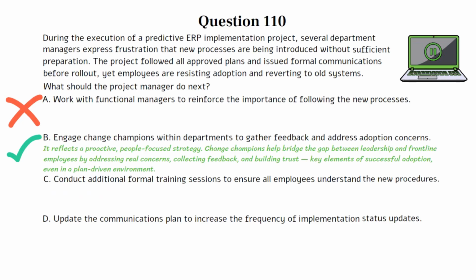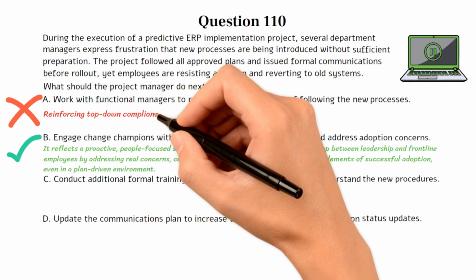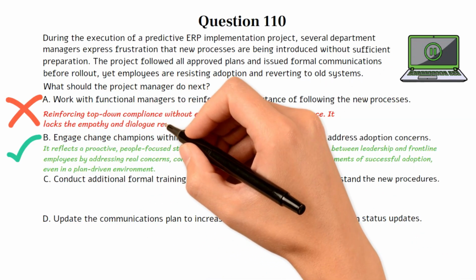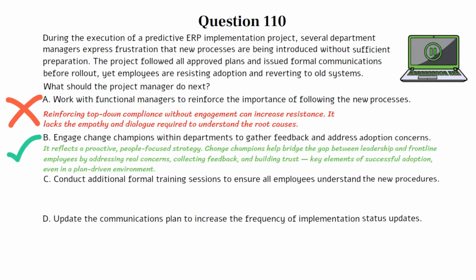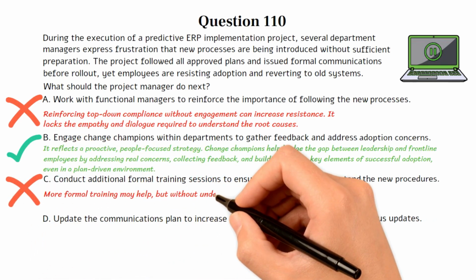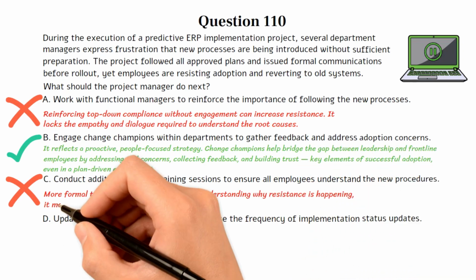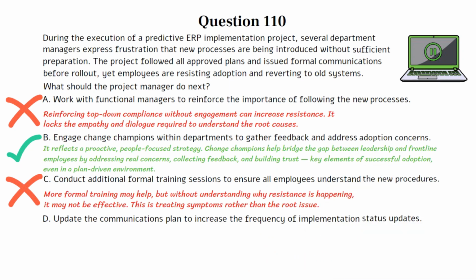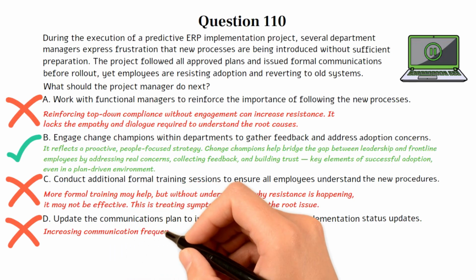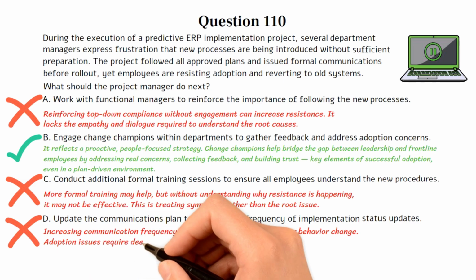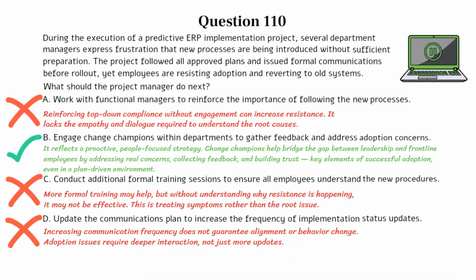Choice A is incorrect. Reinforcing top-down compliance without engagement can increase resistance. It lacks the empathy and dialogue required to understand the root causes. Choice C is incorrect. More formal training may help, but without understanding why resistance is happening, it may not be effective. This is treating symptoms rather than the root issue. Choice D is incorrect. Increasing communication frequency does not guarantee alignment or behavior change. Adoption issues require deeper interaction, not just more updates.